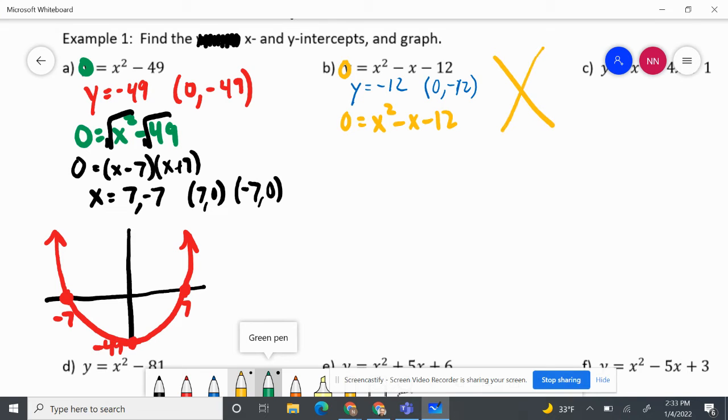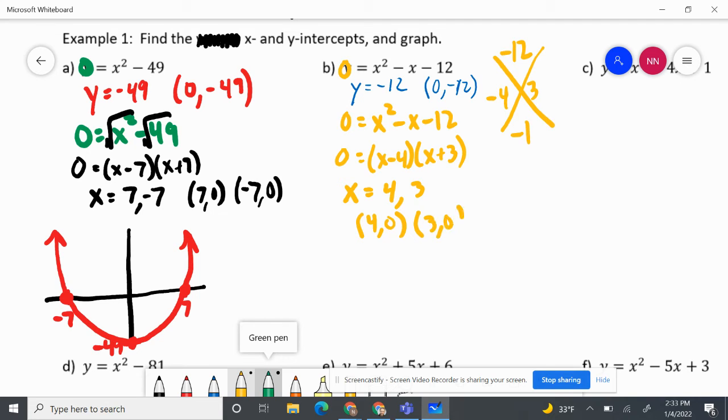So I'm looking for two numbers that multiply to negative 12 and add up to negative 1. And that would be negative 4 and 3. So what I have is (x - 4)(x + 3). So my two x-intercepts are 4 and 3. That means my ordered pairs would be (4, 0) and (3, 0).